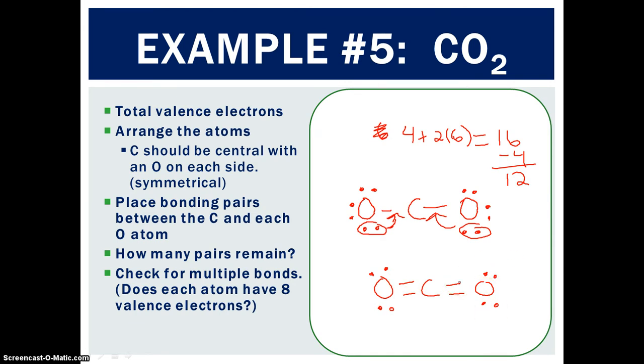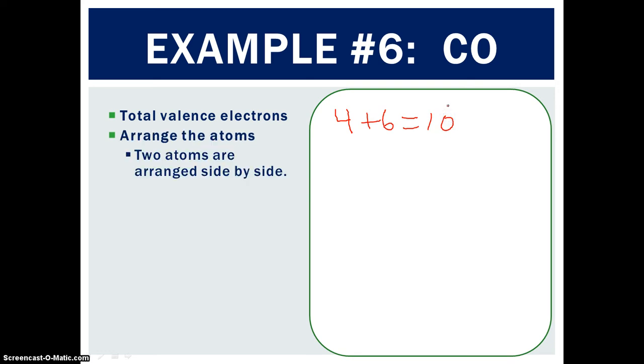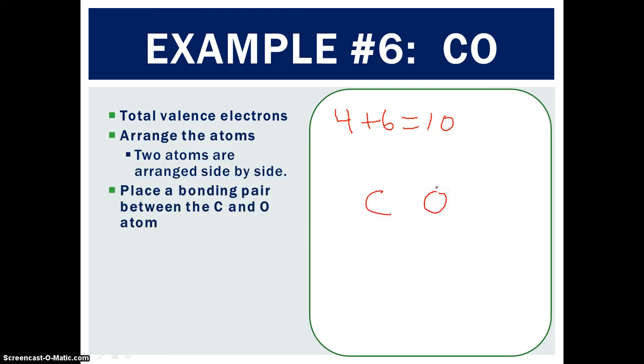Let's just do one more so we can see what that idea of a triple bond looks like. So total up my valence electrons again. Carbon has 4. Oxygen has 6. That's 10 total valence electrons. Arrange my atoms. I only have 2, so side by side. Put in a bond. Single bond, 2 electrons, 8 left: 2, 4, 6, 8.